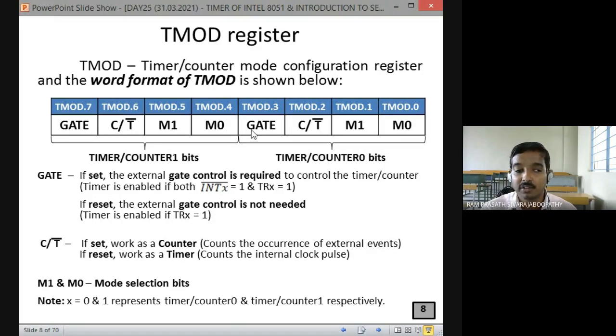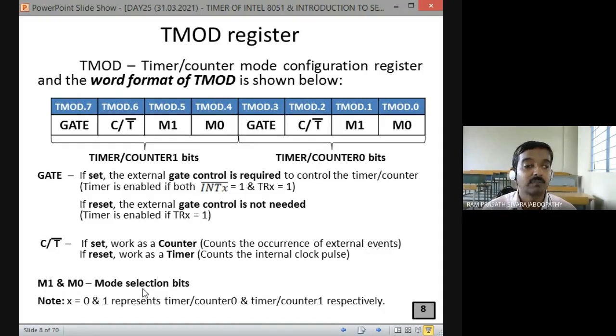also. So here also we have gate control. Here also we can configure whether it should be a timer or counter. Here also we can choose the mode of operation. So whatever I have told here is applicable to timer/counter 0 also. We will see what the different modes of operation are.